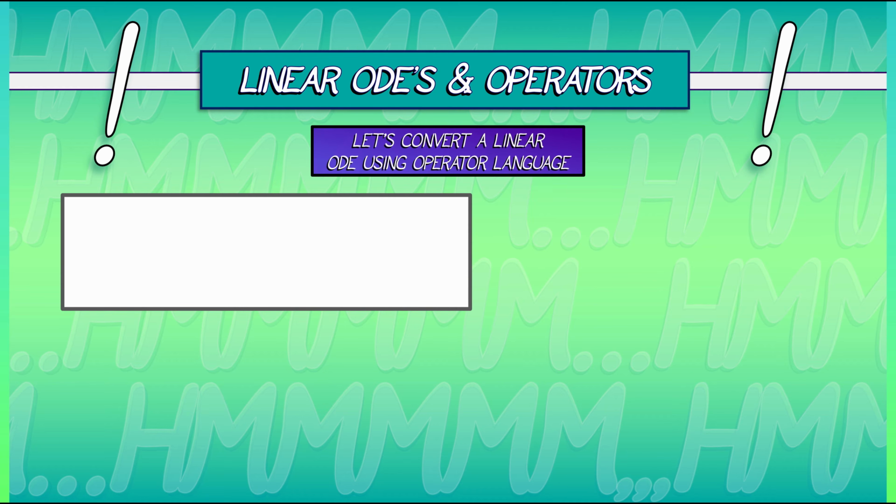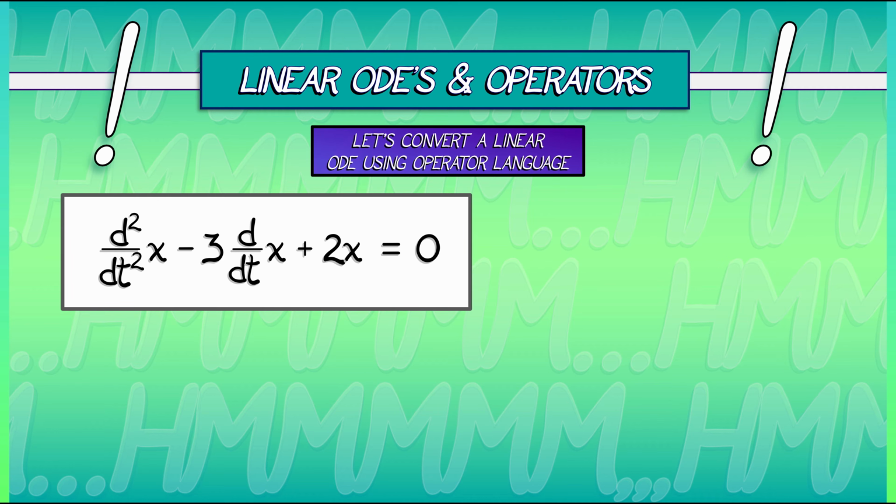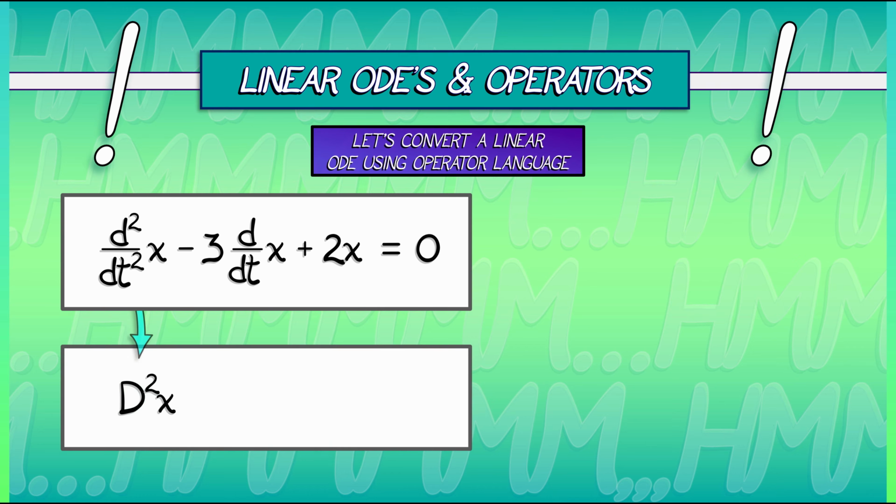Let's use the example we looked at recently. The second derivative of x minus 3 times the first derivative of x plus 2x equals 0. That's a second-order linear ODE. Let's convert this into something that uses operator notation. That second derivative converts to D squared applied to x. The next term, minus 3 times the first derivative, that's minus 3D applied to x. And then the last term, of course, is just 2x. Add those things together, set them equal to 0.